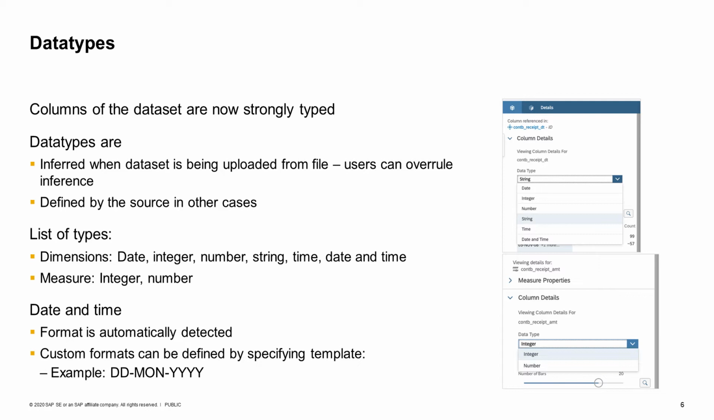Data types. We strongly type data in the new model. In fact, data sets use the new universal model that will be generally available in mid-2021. Data is strongly typed. The data types are inferred when you first upload the data. And for dimensions, we have date, number, integer, string, and date and time. So we have a date time object as well. And for measures, they're either integers or they're numbers, which means floating point. Our date dimension inferment and generation of date dimensions is much stronger than before.